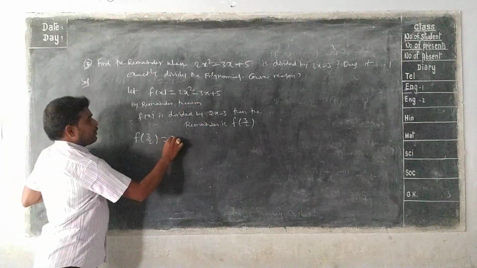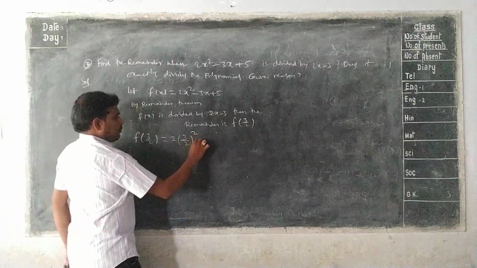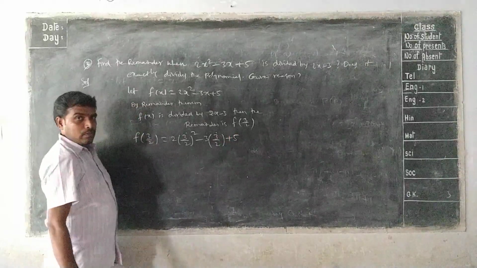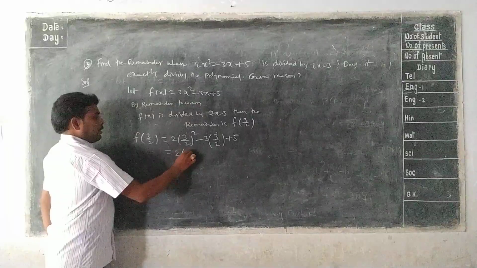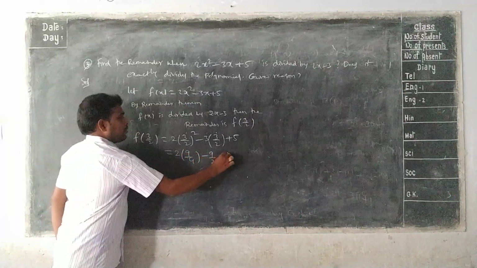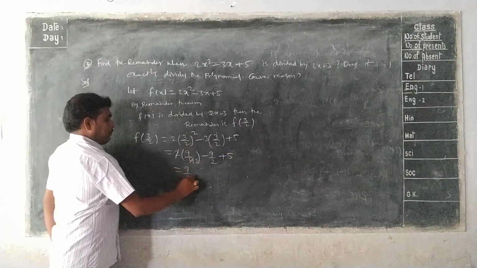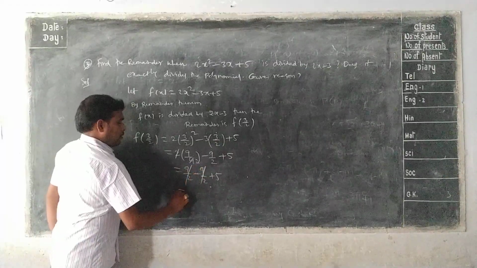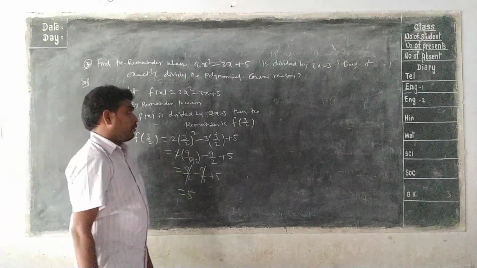So f of 3 by 2 equal to 2 into 3 by 2 whole square minus 3 into 3 by 2 plus 5. 3 by 2 whole square is 9 by 4, so 2 into 9 by 4 minus 9 by 2 plus 5. So 2 1s are 2, 2 2s are 4, 9 by 2 minus 9 by 2 plus 5. You will get 5. So here remainder is 5.